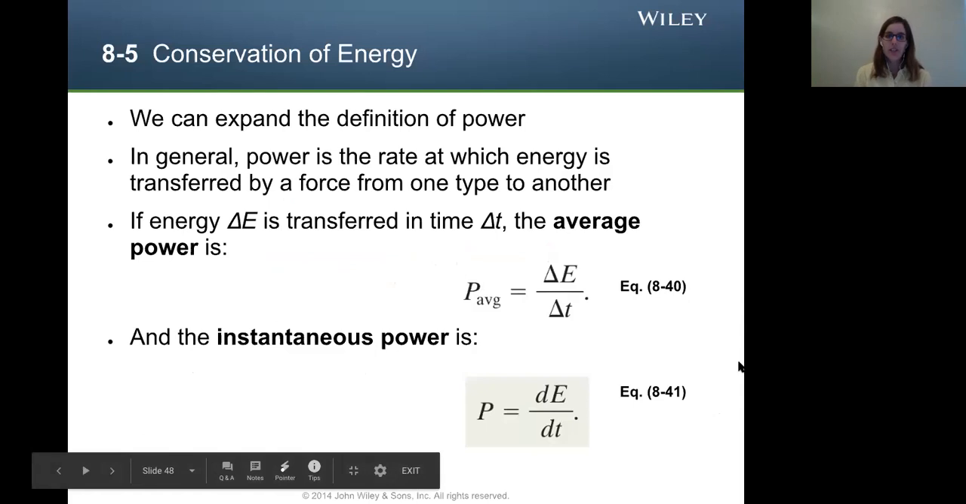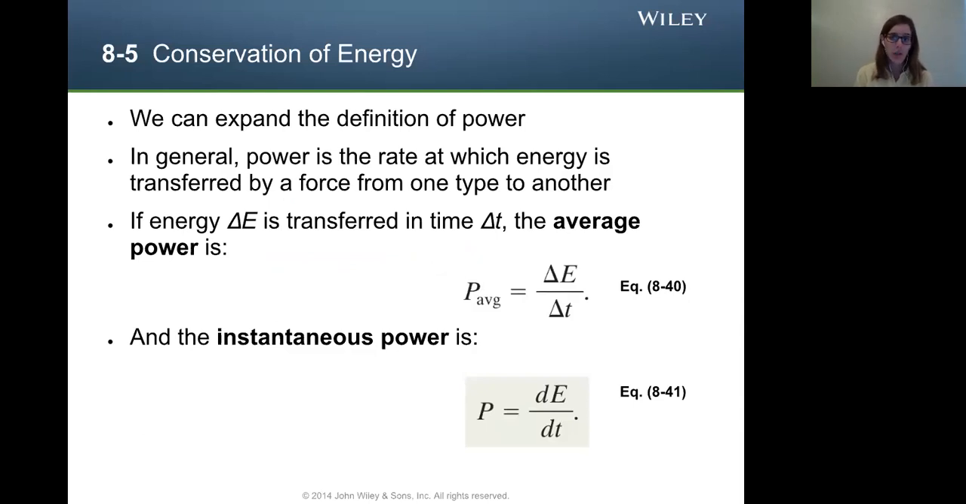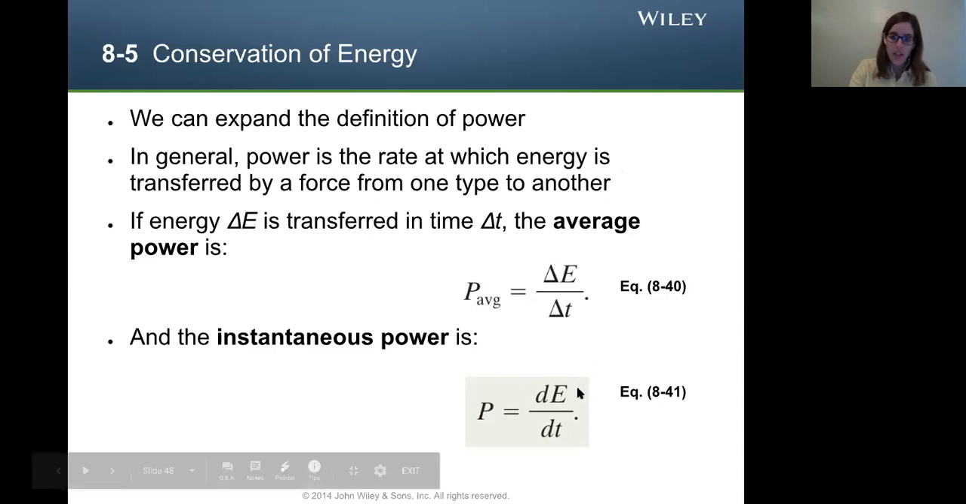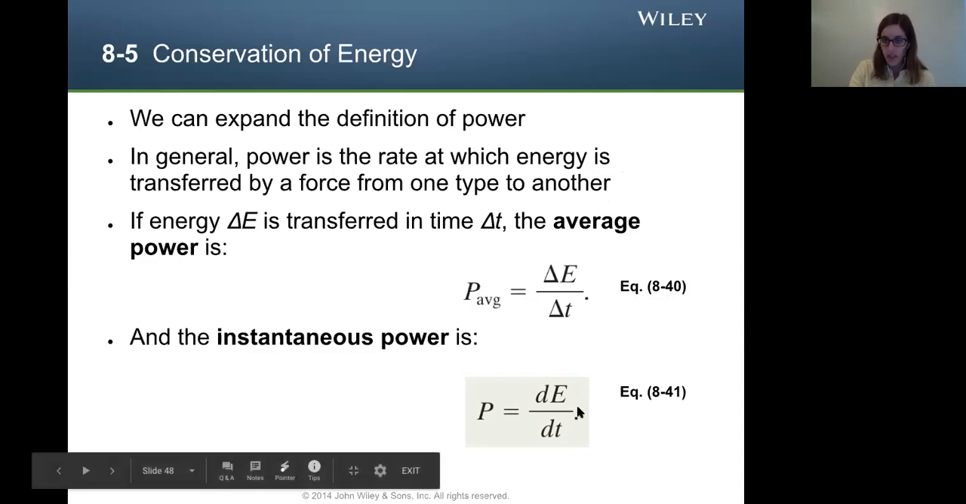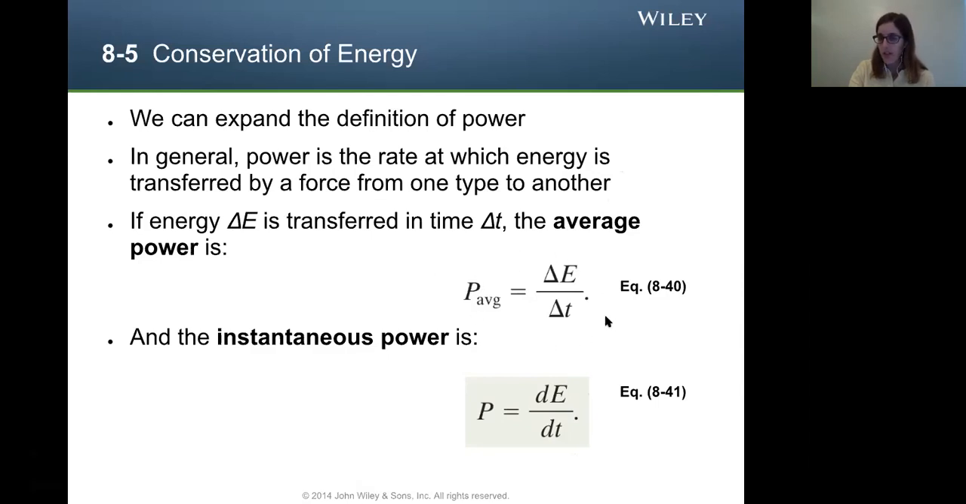All right, finally, we can expand our definition of power now, where previously it was the energy transfer over time, so the work done per time, but most generally, it's the rate at which energy is transferred by a force from one type to another. So if energy delta E is transferred in some time delta T, our average power can be just calculated with this change in energy divided by the change in time. And our instantaneous power would shrink this down to a derivative, though oftentimes we'll just look at average instead of instantaneous. Okay, well, that is chapter 8 in a nutshell.